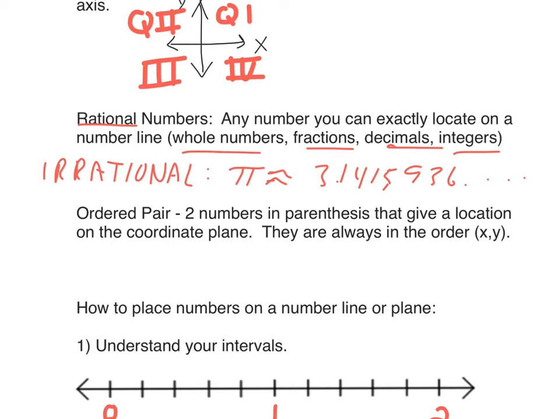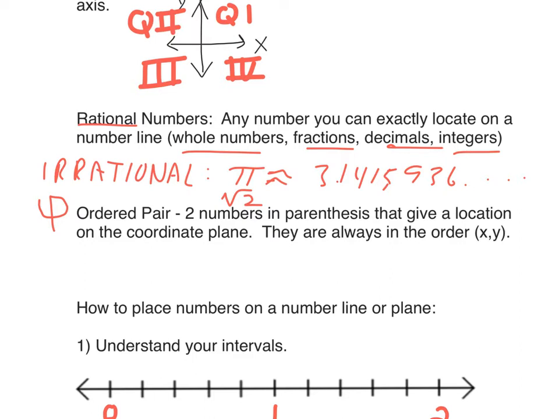So you can't really find that perfect spot on the number line since it keeps going forever. There are other examples of irrational numbers, like the square root of 2, which is another decimal that doesn't end and doesn't repeat. Another example of an irrational number is the golden ratio, which looks like a symbol like this. You can look up the golden ratio. That's an irrational number also.